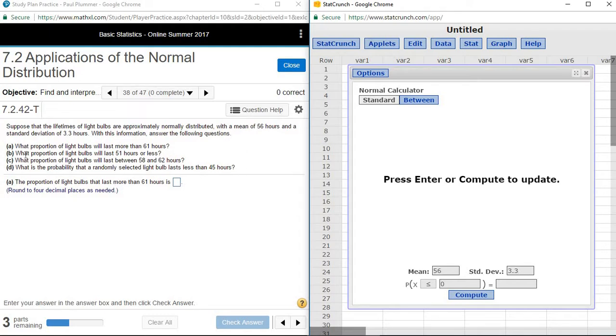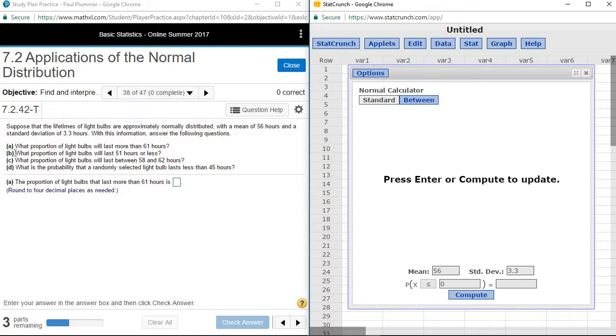Problems in this section can read one of two ways. One is it can ask what proportion of whatever we're studying meets a certain criterion, or it could ask what the probability of randomly selecting an individual with a given condition is equal to. Both of them we're going to answer using this same tool.